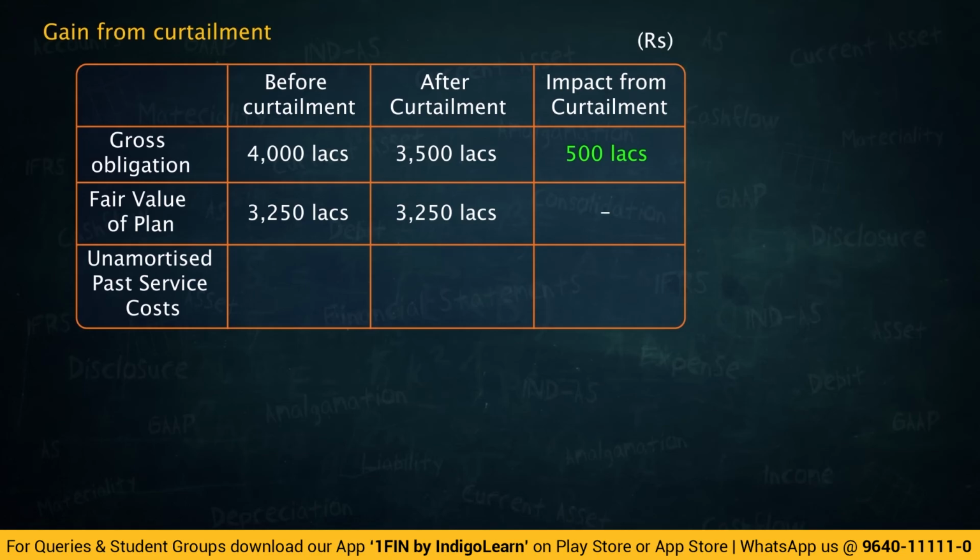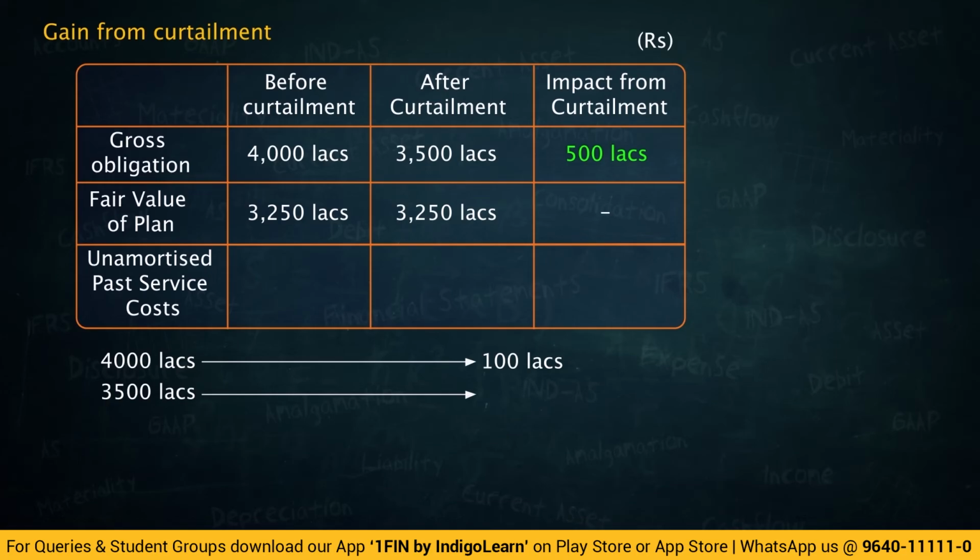Unamortized past service cost. It is something like an expenditure which is not yet amortized, which is not yet charged off. So for a moment, let us consider that as an asset. It's not an asset actually, but it is a reduction from liability. So, just mathematically I am viewing it as an asset. Now, for 4,000 lakhs of obligation, the unamortized cost was 100 lakhs. For 3,500 lakhs of revised obligation, how much will that be? Like this, we are trying to make a calculation. That comes to 87.5 lakhs, right? So simple, 100 into 3,500 divided by 4,000.